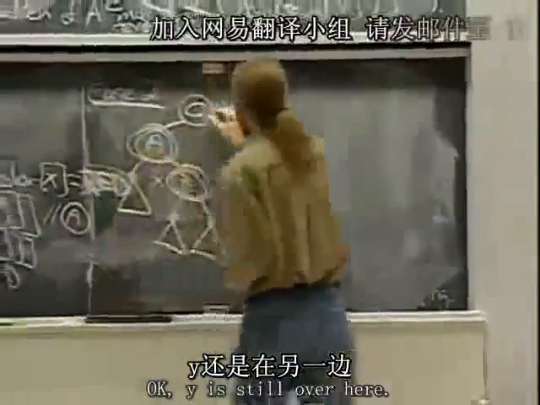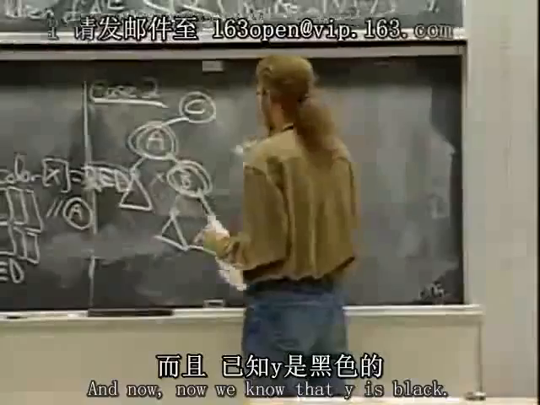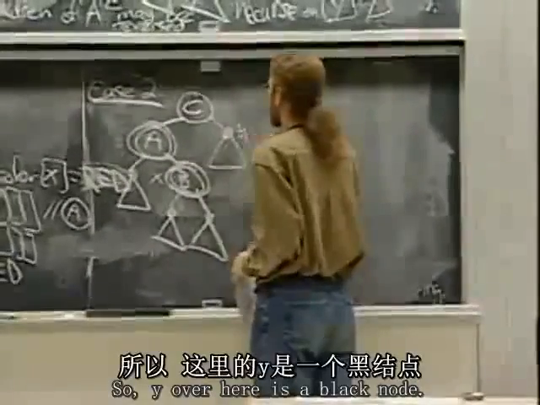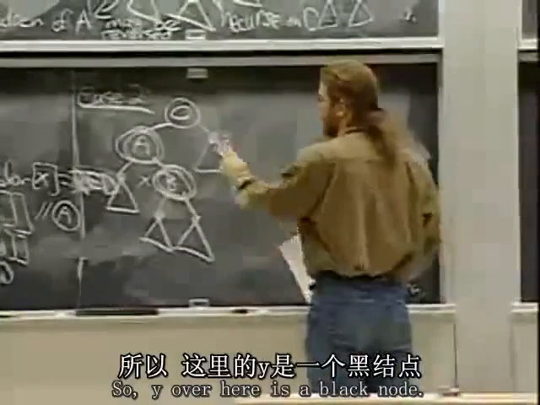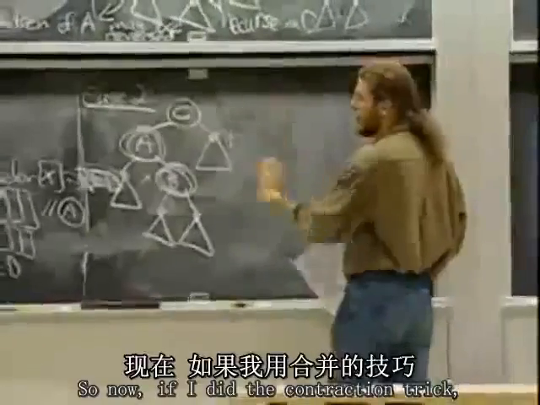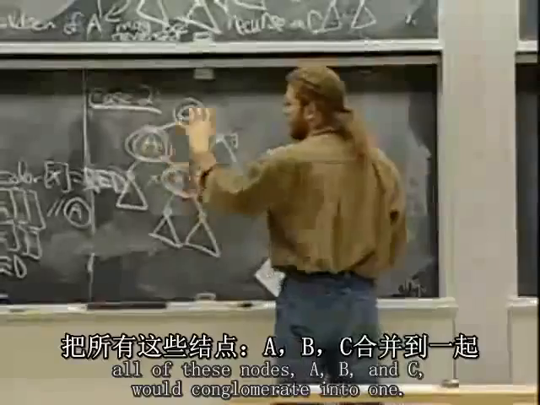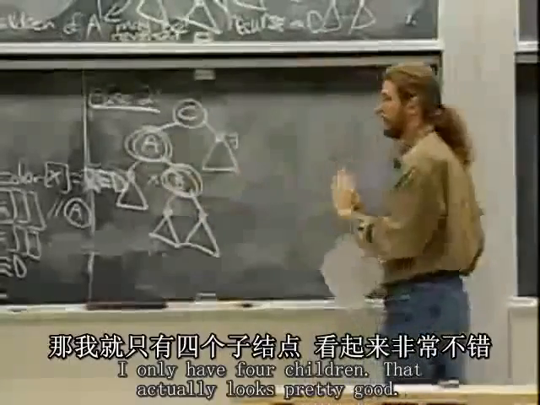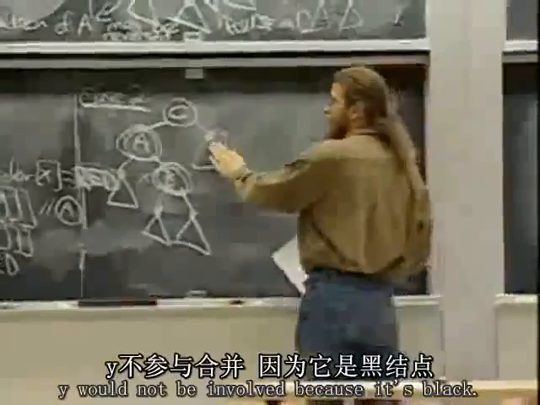Okay, Y is still over here. And now we know that Y is black. So Y over here is a black node. So now if I did the contraction trick, all of these nodes A, B, and C would conglomerate into one. I only have 4 children. That actually looks pretty good. Y would not be involved because it's black.